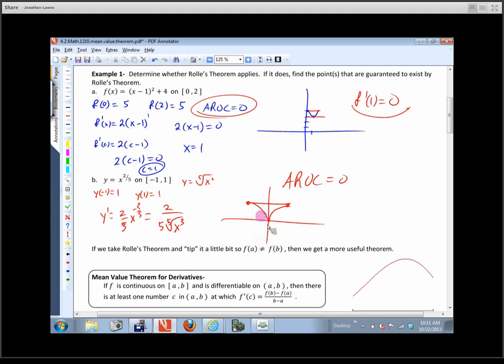All of these derivatives are negative. All of these derivatives are positive. There's nowhere where the derivative would equal 0. Good with that? Okay, so that's Rolle's theorem.